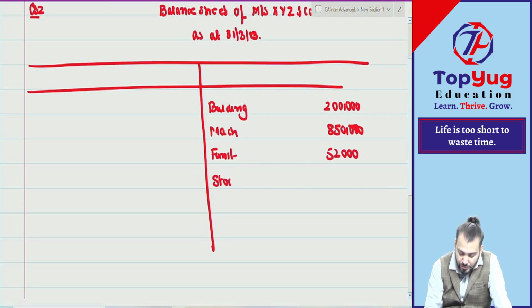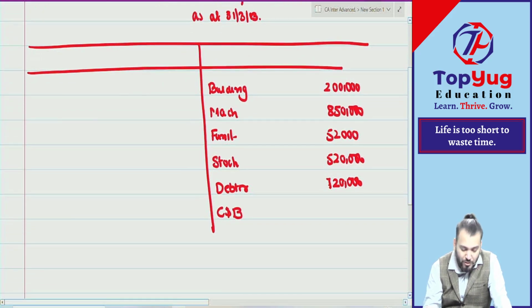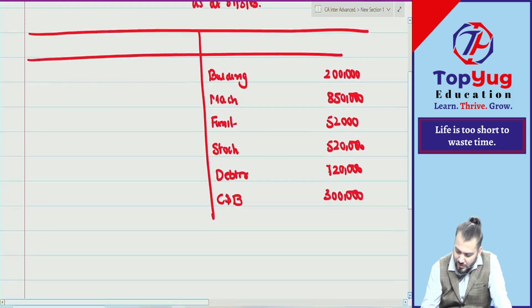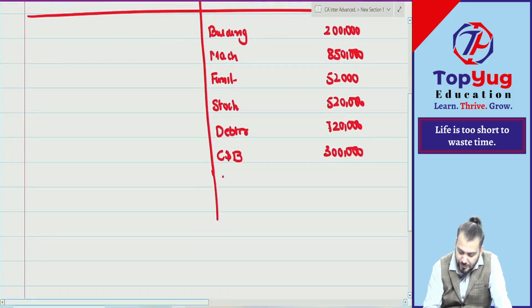Stock, how much? 5,20,000. And debtors, 7,20,000. Cash and bank are given together, so give me together only, 3 lakh. But in the exam, write down separately. Okay, in the exam write down separately.